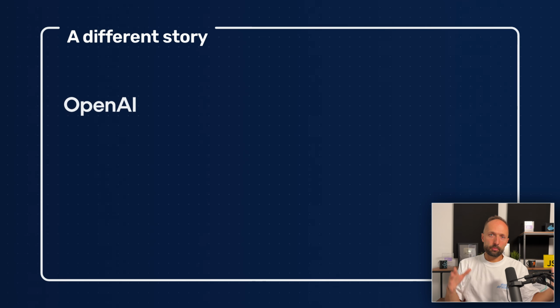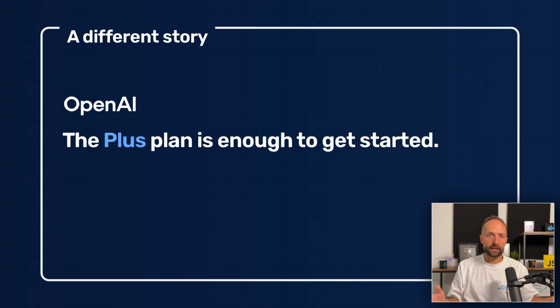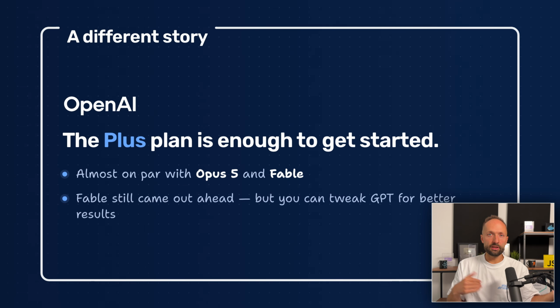Here the cheaper plans, so the Plus plan, is okay to get started and to get decent usage out of the tool. It is almost on par with Opus 5 and Fable, as you saw for the presentation skills. Fable was better here, but you can of course tweak GPT to deliver better results. But in the end, it's also consuming a lot of tokens.